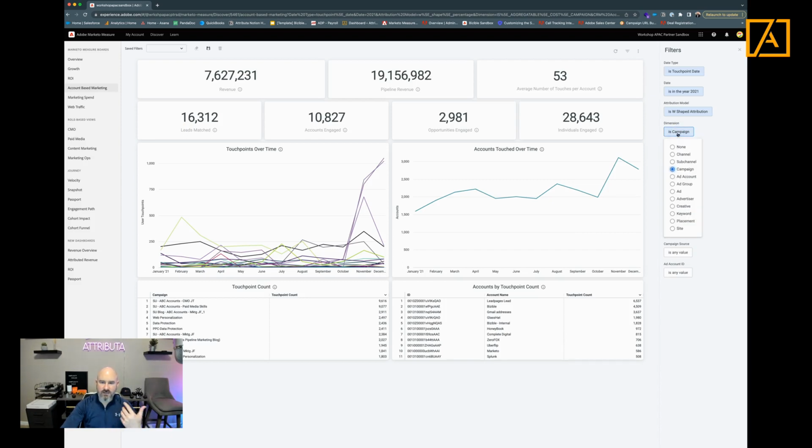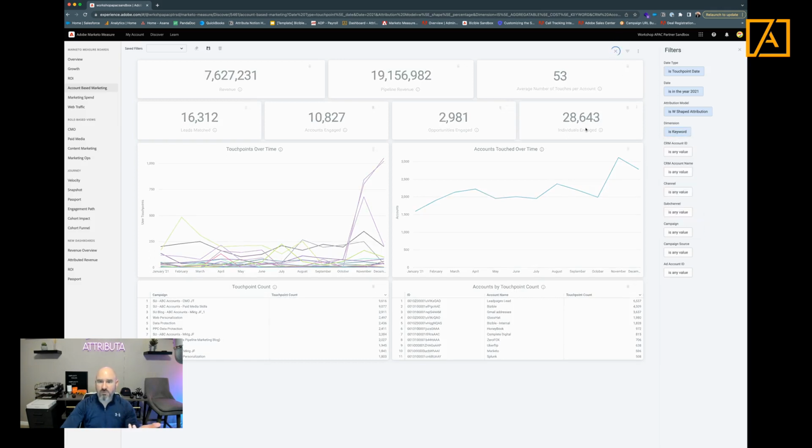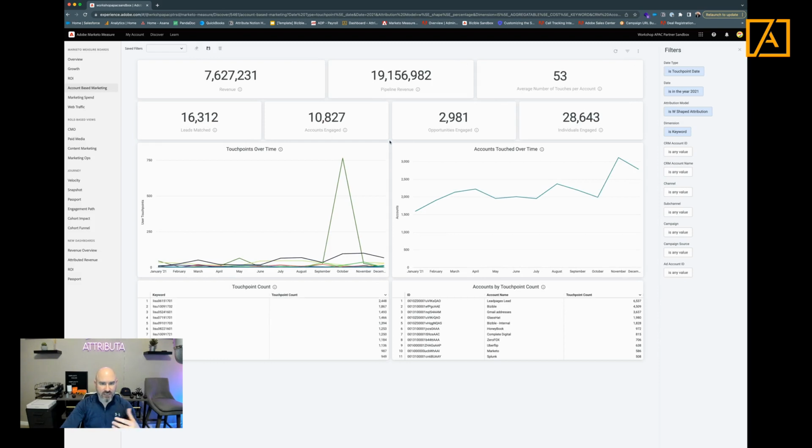If you were wanting to look at AdWords, for example, you could even focus in on your specific keyword here. So this would show exactly which keywords within AdWords are engaging with our accounts. That's something that your paid media team would probably be very, very interested in.